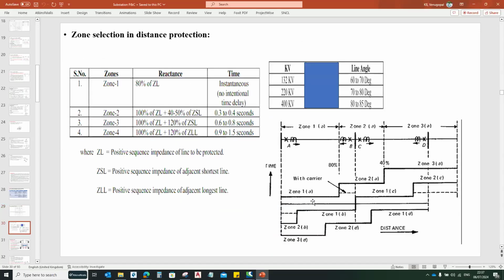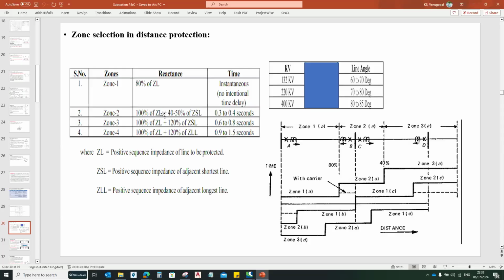So this is the zone selection in distance protection. As I discussed earlier, Zone 1 will be 80% of the transmission line, and that will go for instantaneous tripping. Zone 2 will be 100% of the line. They will mention it as 100%, but in actual conditions you need to consider 120 to 150% of the ZL.